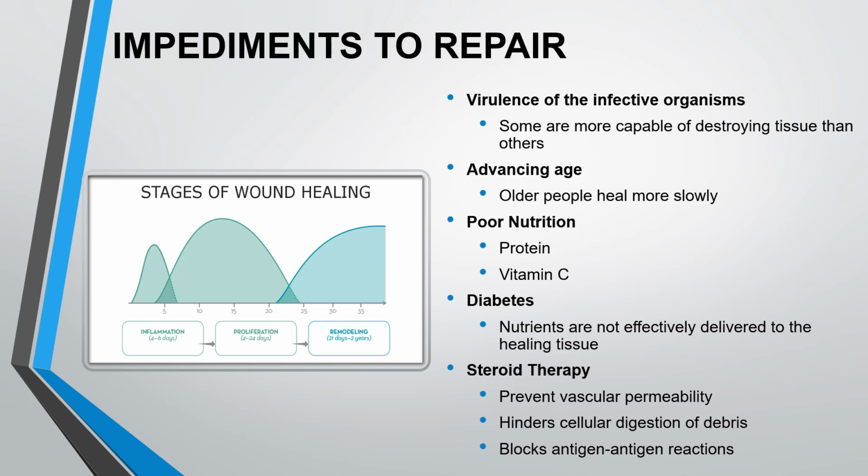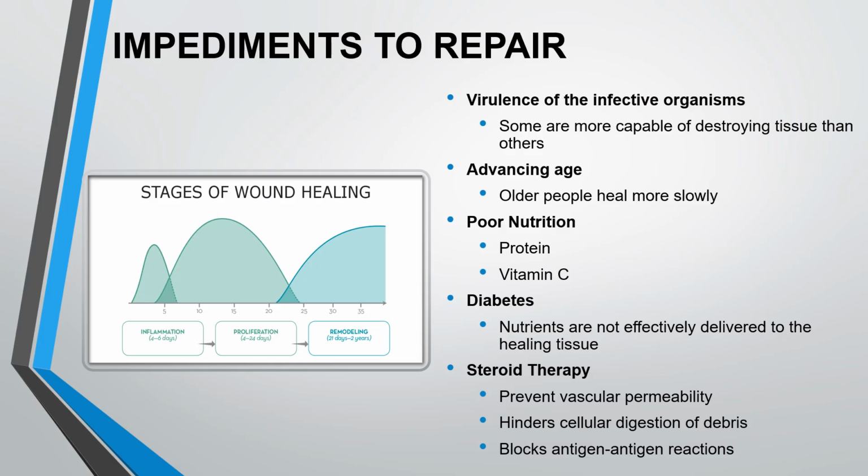This slide answers the question, why do some wounds heal beautifully and others absolutely refuse to cooperate? First, virulence of the organism. Some pathogens are just better at destroying tissue than others. Not all infections are created equal. Advancing age. Healing slows with age. Fewer stem cells, slower cellular responses. This is biology, not failure.